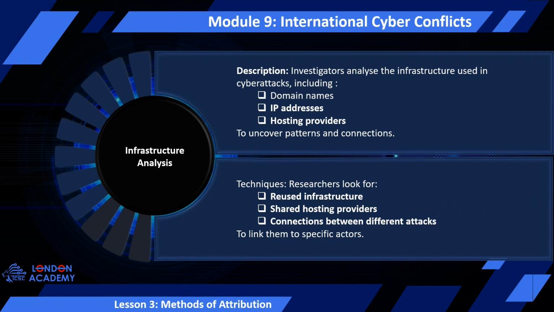3. Infrastructure analysis. Investigators analyze the infrastructure used in cyber attacks, including domain names, IP addresses, and hosting providers, to uncover patterns and connections. Researchers look for reused infrastructure, shared hosting providers, and connections between different attacks to link them to specific actors.